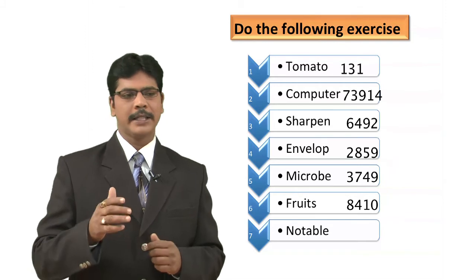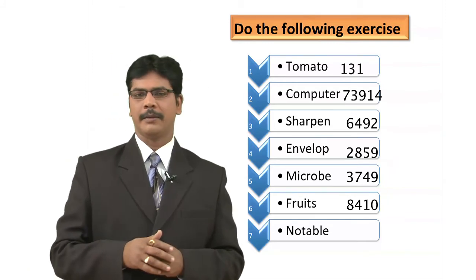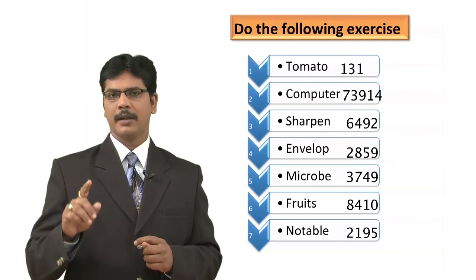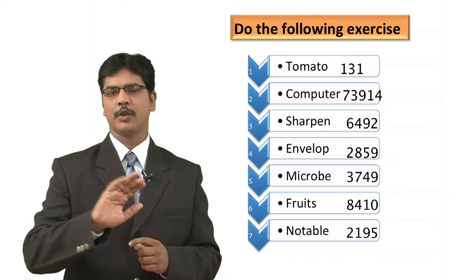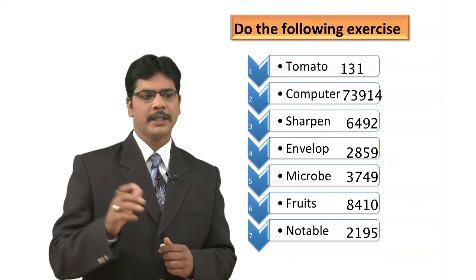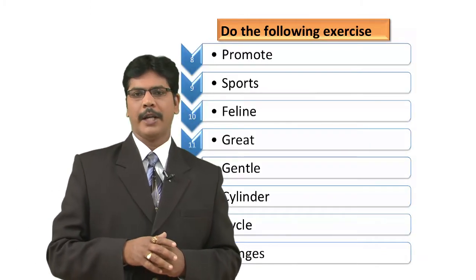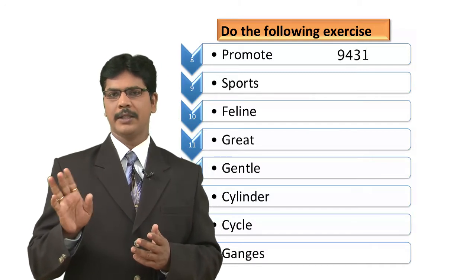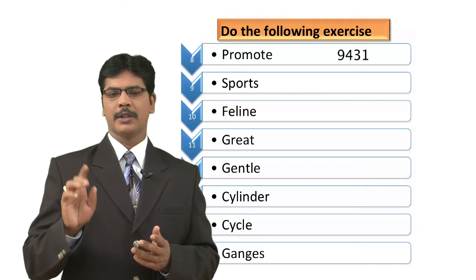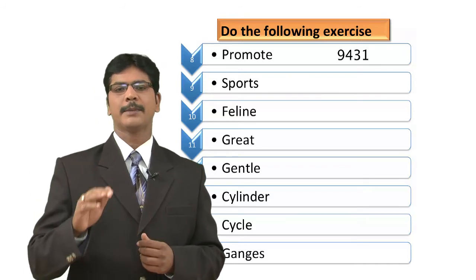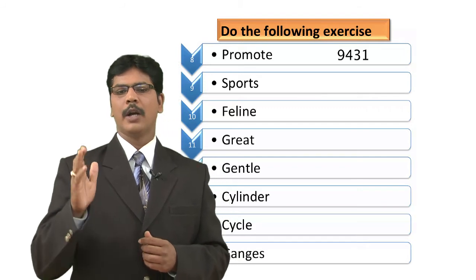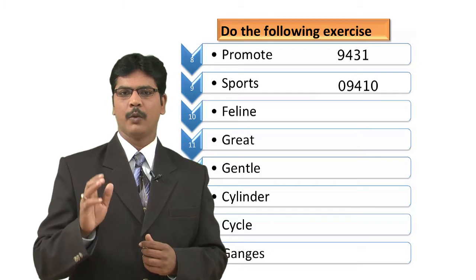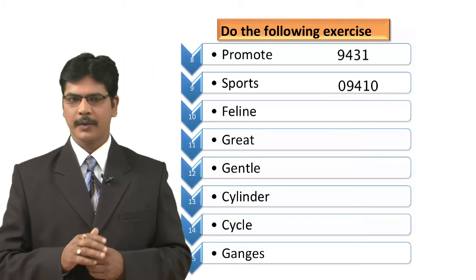Next word is notable. N, 2. T, 1. B, 9. L, 5. That's notable. Next one is promote. So P is 9, R is 4, M is 3, T is 1. 9, 4, 3, 1. That's the answer for promote. Next is sports. So S, P, and O is over there. So 0, 9, 4, 1, 0. That's the answer for sports.